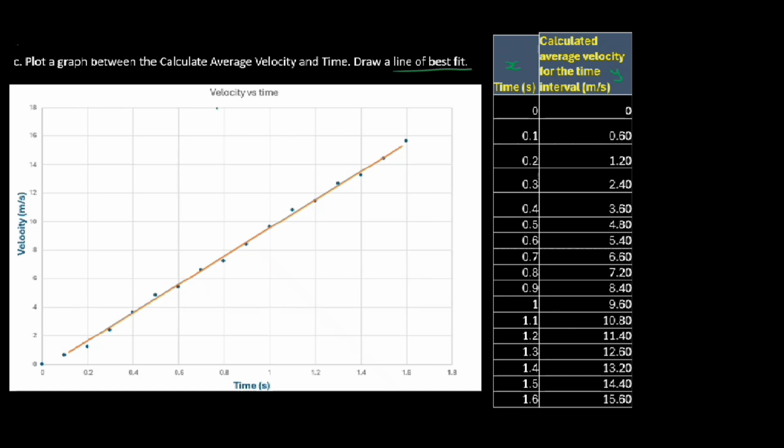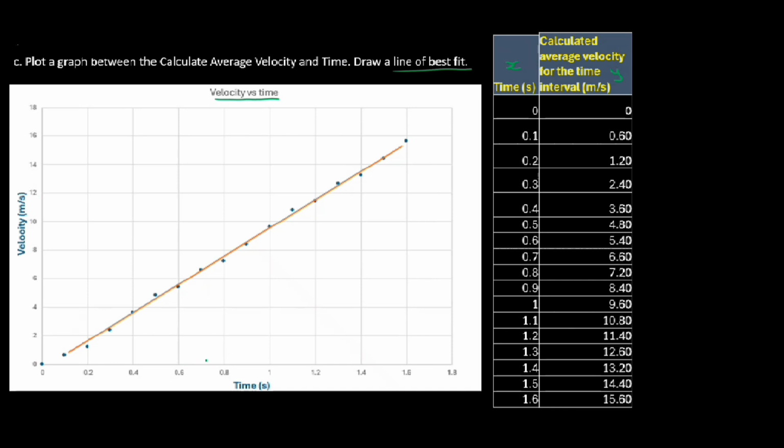First thing is always write the title of your graph. The title could be a simple explanation of what you're plotting, like velocity versus time. Then label the axis. Here, my x-axis is time, so I write it as time with the unit seconds. On the y-axis, we are plotting velocity, so I write velocity with the unit meter per second.